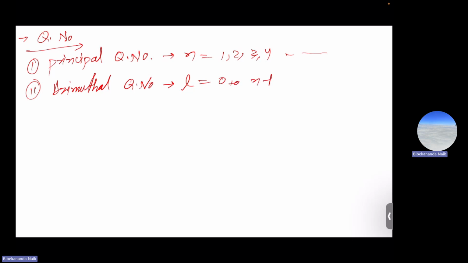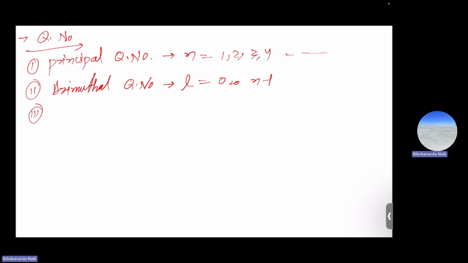Basically, the azimuthal quantum number came into the picture during Sommerfeld's modification, where the theory given by Bohr said that electrons in an atom are orbiting in a circular orbit, but Sommerfeld introduced another quantization, and that led to elliptical orbits. Due to the elliptical orbit, the semi-major and semi-minor axes came into the picture. So that led to the introduction of a new quantum number.